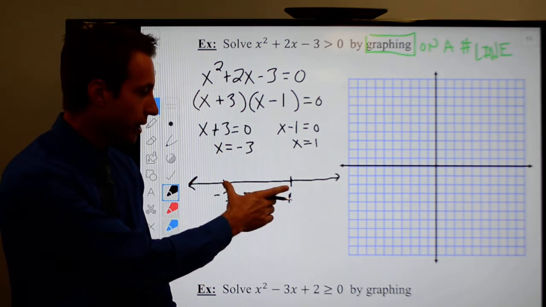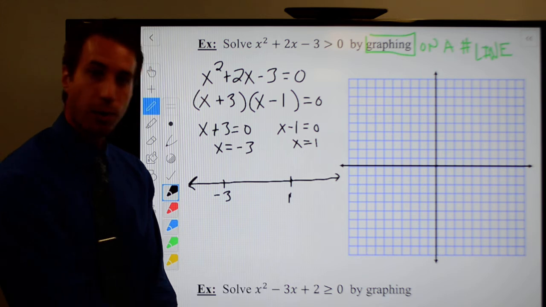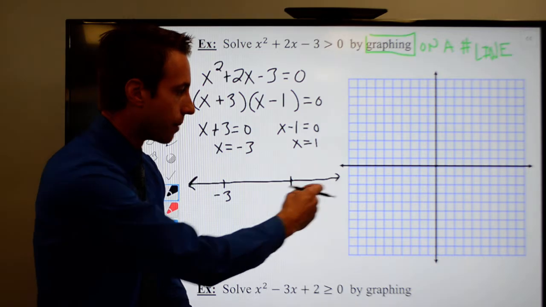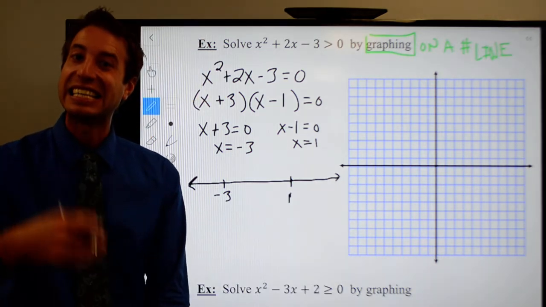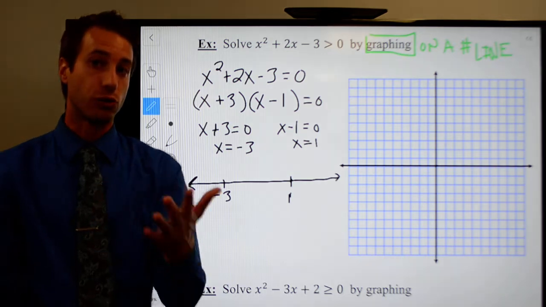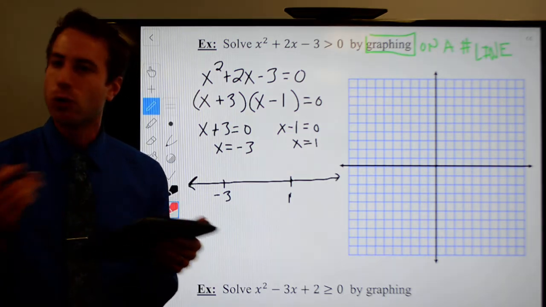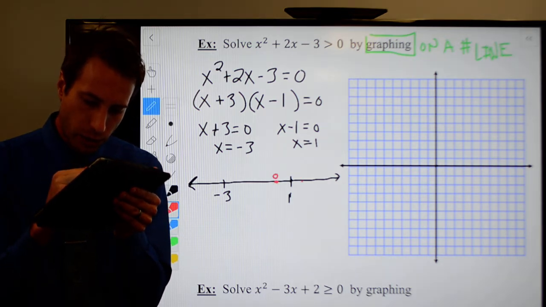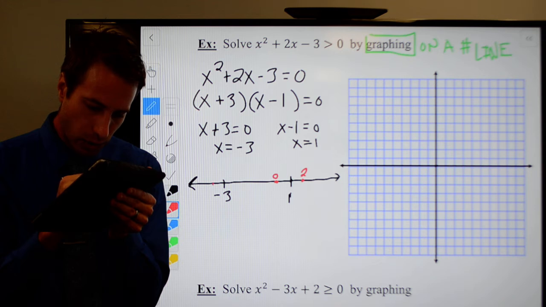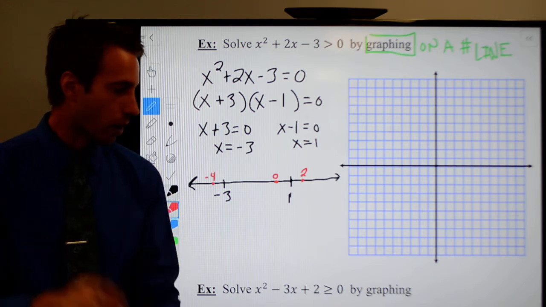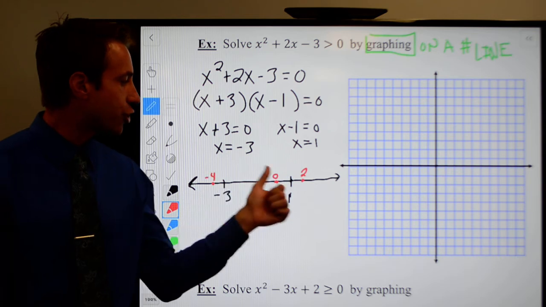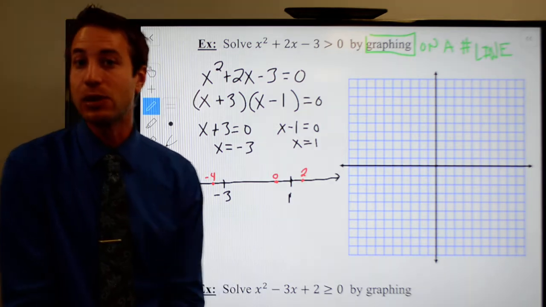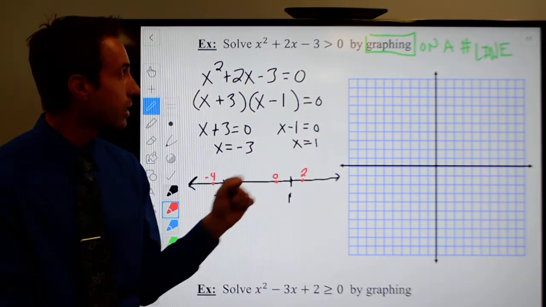I have this interval in the middle, negative 3 to positive 1, and I have this interval over here, which is from positive 1 to positive infinity, and I need to check each interval. I'll do that by choosing a test point, and of course we want to work smarter, not harder, so let's go ahead and use 0. We'll use 2, and we'll use -4. Now, all I need to do is plug each of those test points into my original inequality and see what it gives me. Let's start with the easy one, 0.